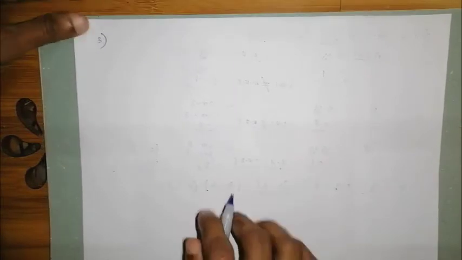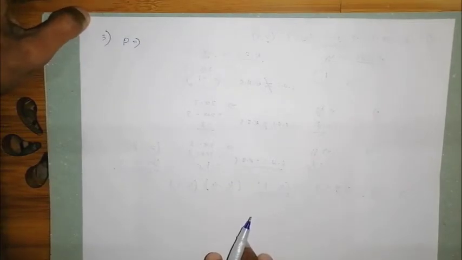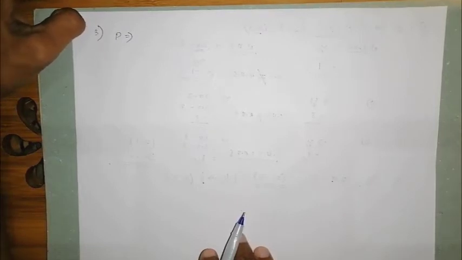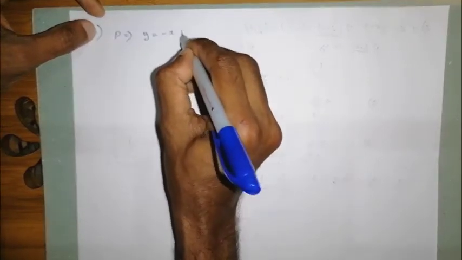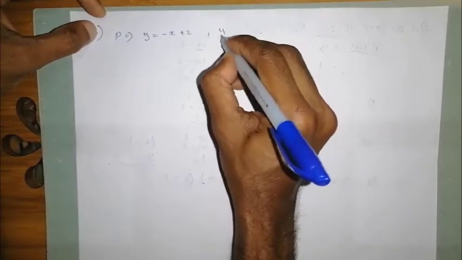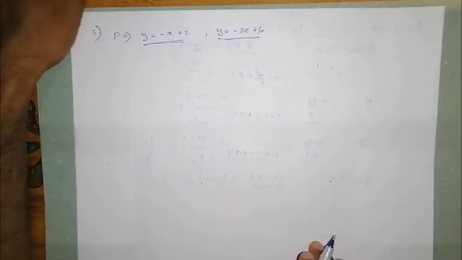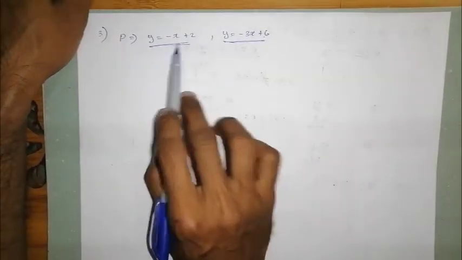Okay, let's take the point P first. The points are given as P, Q, R, S, so in alphabetical order we'll take P. If you observe the Cartesian plane given, the point P is formed by intersecting two linear graphs. Which are those? y equal minus x plus 2, and y equal minus 3x plus 6. Those are the straight lines intersecting at point P.